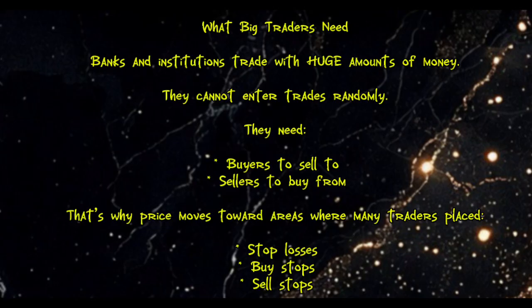That's why price moves towards areas where many traders place stop losses, buy stops, sell stops. So like you see, just what you read, buyers to sell to and sellers to buy from. So before a bank or an institution will enter a buy position or a sell position, they are going to look into the market. They look for the closest points where they know that, yes, at this point, buyers are here. Then they will sell. And at this point, they see that sellers are here. Then they will buy.